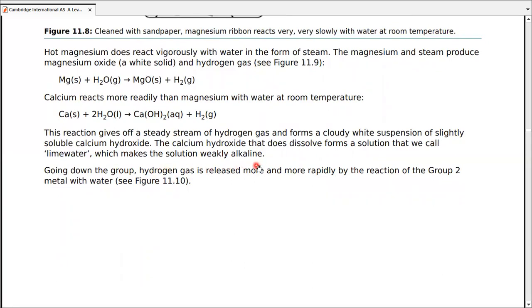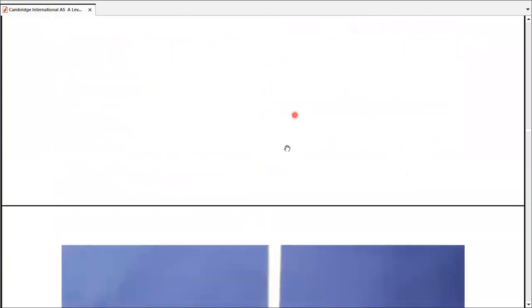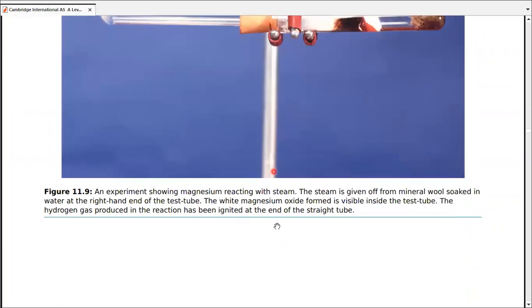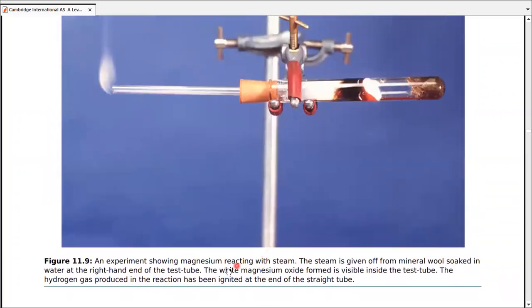Calcium hydroxide that does dissolve forms a solution that we call limewater, which makes the solution weakly alkaline. Now, going down the group, hydrogen gas is released more and more rapidly by the reaction of group 2 metals with water. Barium's reaction is very vigorous when it comes to that. So, a reaction showing magnesium reacting with steam.